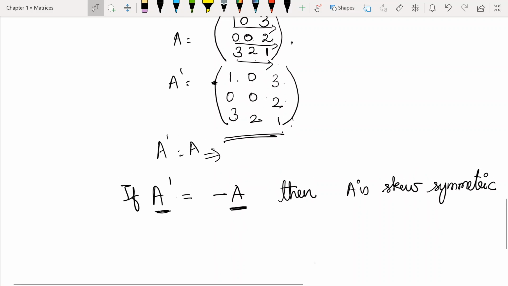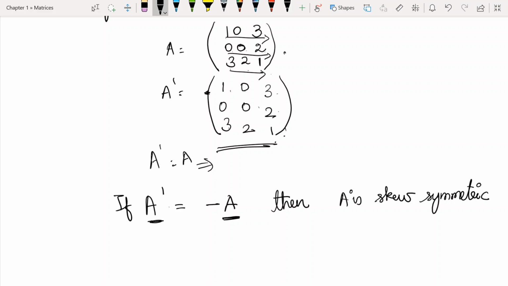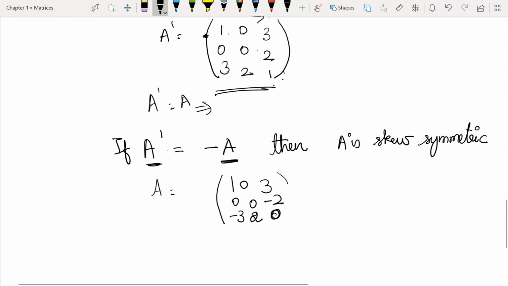Let me give you an example. Suppose I have 1, 0, 3, 0 and minus 3, 0 and minus 2. Then suppose I have a positive 2 here and I have a 0 here. This is A. Now what is A transpose?